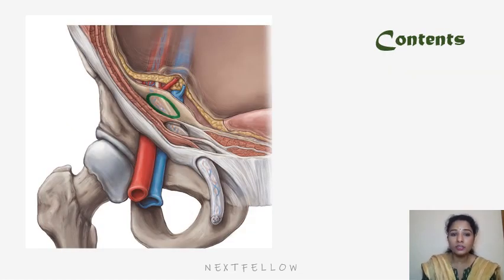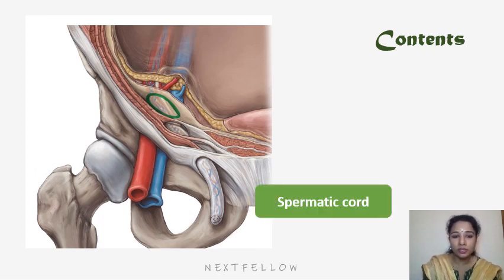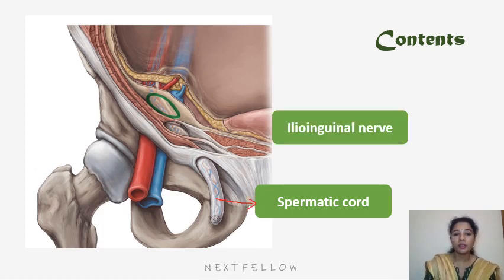Next, about the contents of the inguinal canal. The main content in males is the spermatic cord, or in females the round ligament of uterus. So that is the chief content. Apart from that, even the ilioinguinal nerve. So here is the spermatic cord in males, and in females, it is the round ligament.